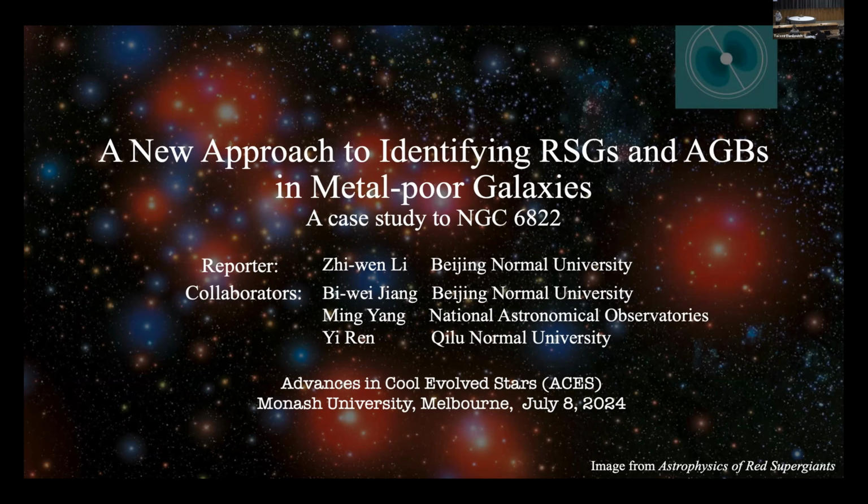Today, I will present our work on a new approach to identifying RSGs, red supergiant stars, and asymptotic giant branch stars in metal-poor galaxies, a case study of NGC 6822. My collaborators are Professor Biwei Jiang, Researcher Ming Yang, and Dr. Yi Ren.